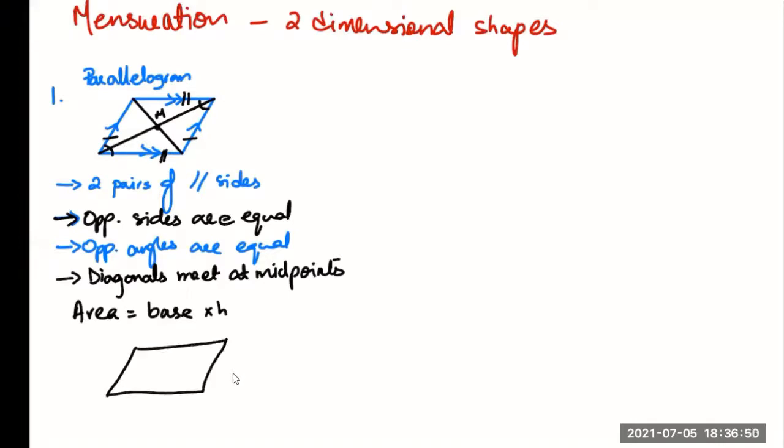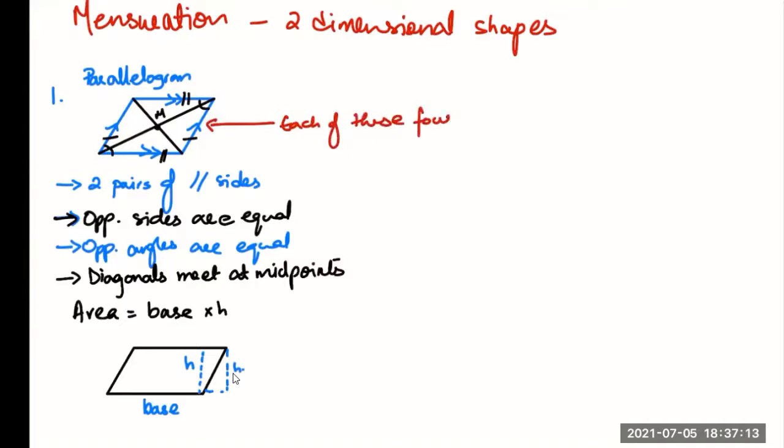Let's draw this again and see what base and height for a parallelogram is. If you call this the base, then you can draw the height vertically here, or you can also draw it here. Right. One important part is that each of these 4 triangles have equal areas.